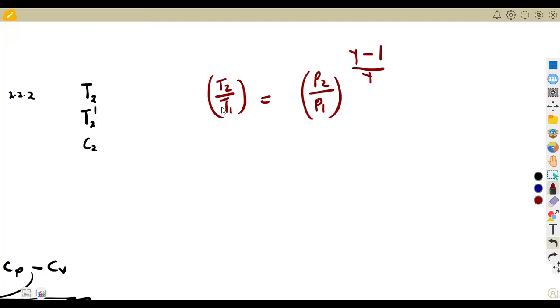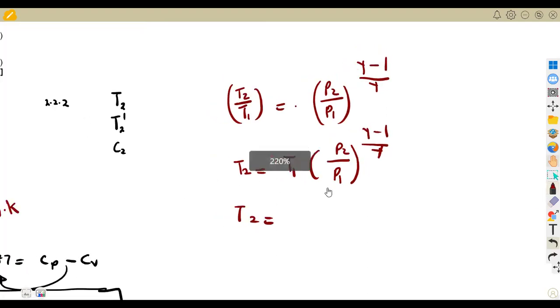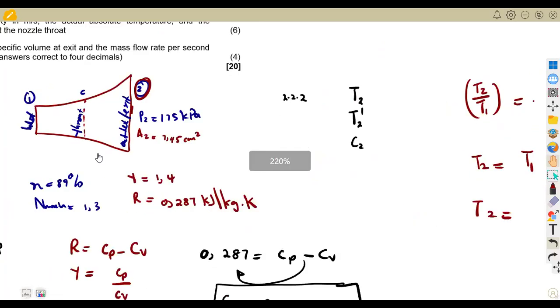So we want T2 in this case, we're just going to multiply by T1 this side, just to move the brackets. It's just 1, so there's nothing there. If you multiply by T1, we're going to remain with T2. So T2 is going to be given as T1 into P2 over P1 to the exponent of gamma minus 1 over gamma. As you can see, it's a straightforward question, this one, all right? We have got T1, everything is there.